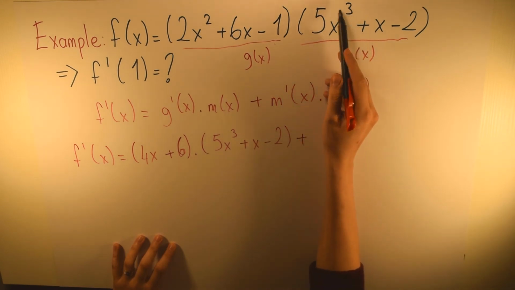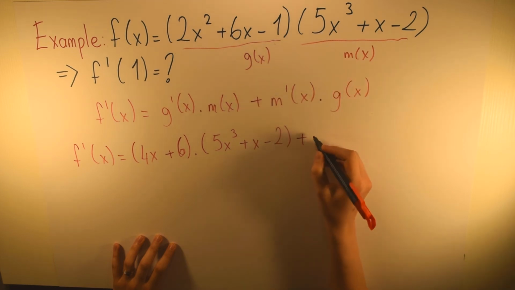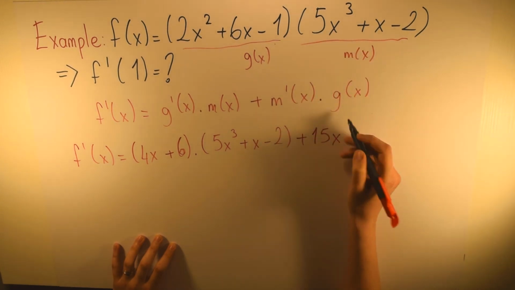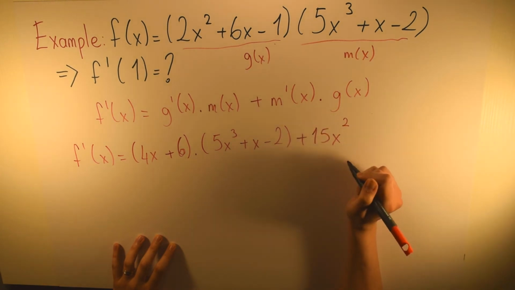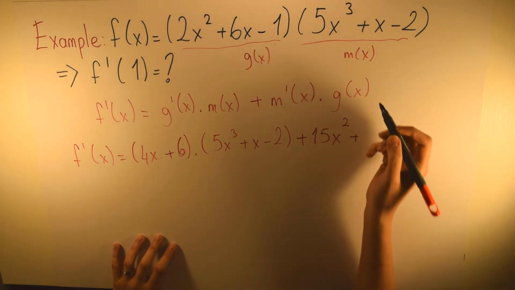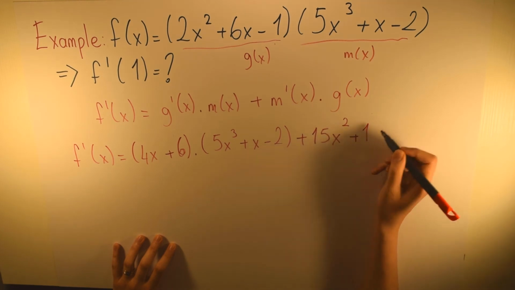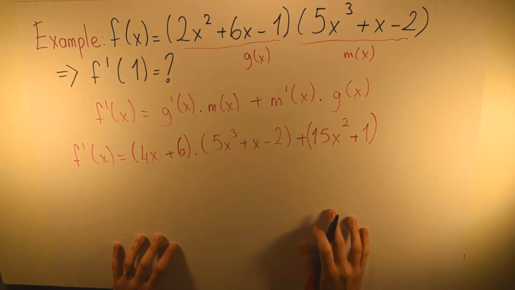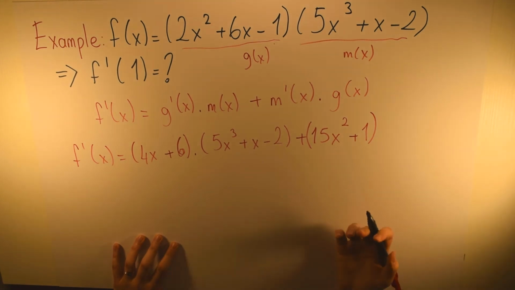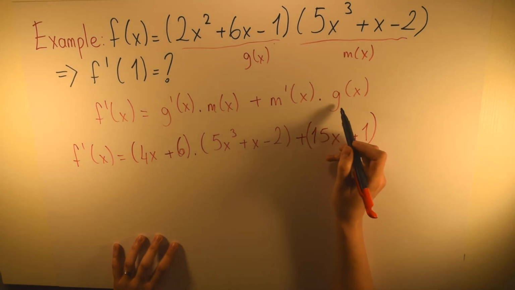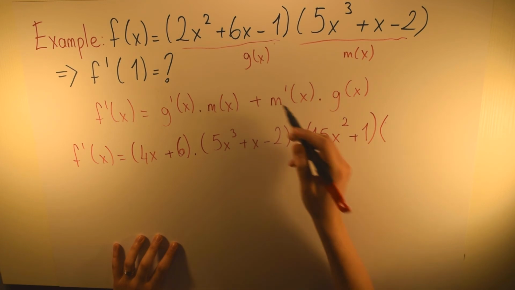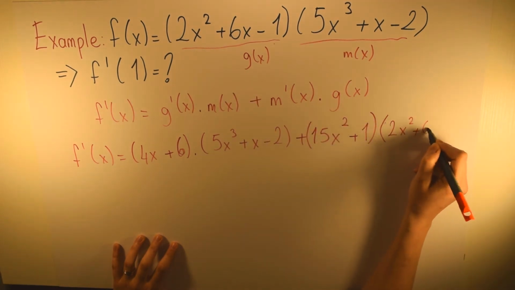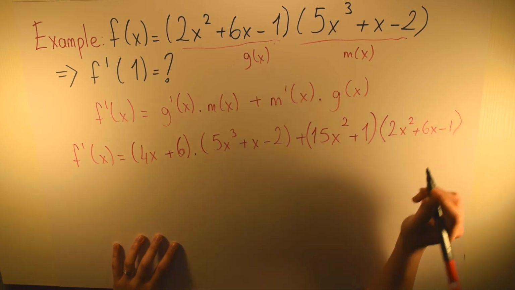So here we put this 3, so 3 times 5, it's 15. X to the power of 3 minus 1, which is equal to 2, right? Plus x, its derivative is 1. Since this is constant, I don't have to write it. Its derivative is equal to 0. So times g of x, which is equal to 2x squared plus 6x minus 1.